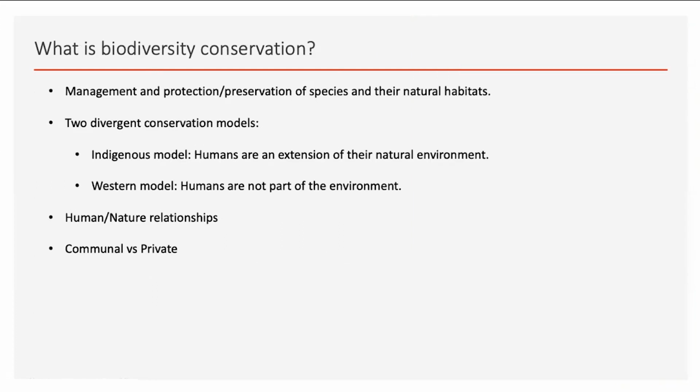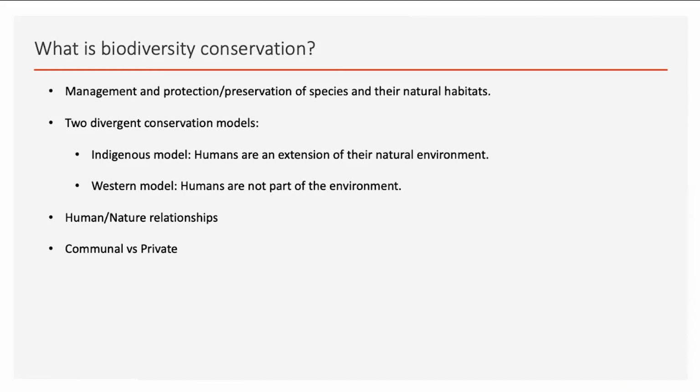And so what is biodiversity conservation? Not that I need to go into details, but it's really the management, protection and preservation of species and their natural habitat. And there have been, since it started, two divergent conservation models: the indigenous model and what I call the Western model, which is really the dominant model. Most of you have already heard about it from previous speakers.